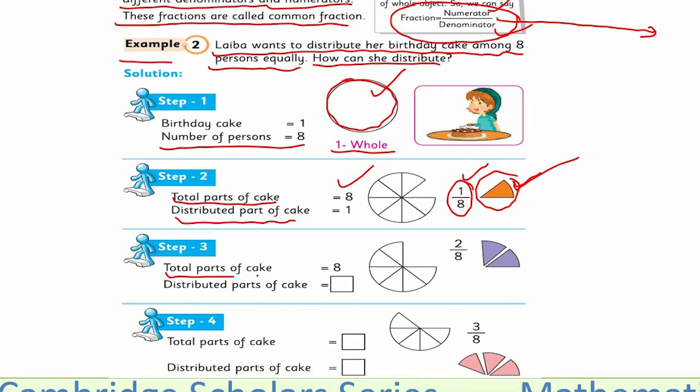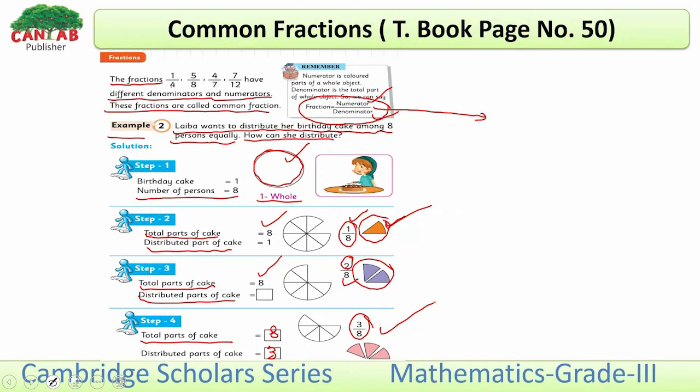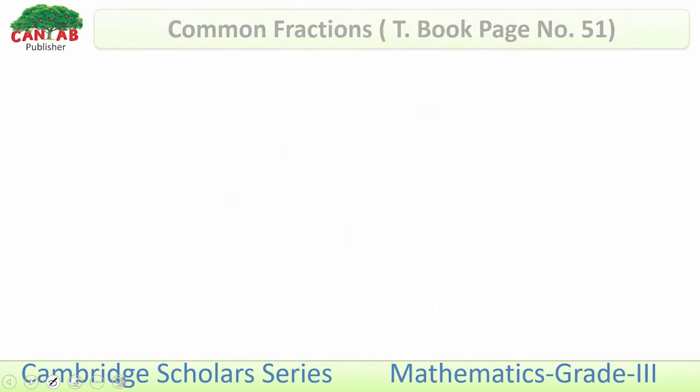Similarly, total parts of cake 8. Distributed parts of cake are served parts. How many? She served 2 parts. So 2 by 8, this is a fraction. Similarly, total parts of cake, how many? 8. Distributed parts of cake 3. So the fraction can be written as 3 by 8. Now come to the next page.